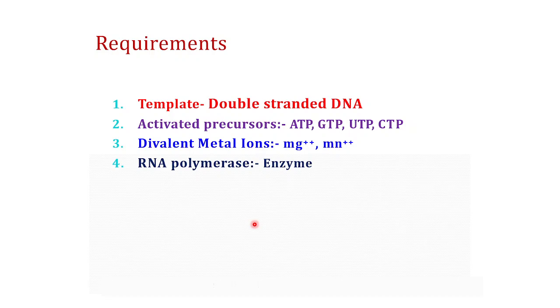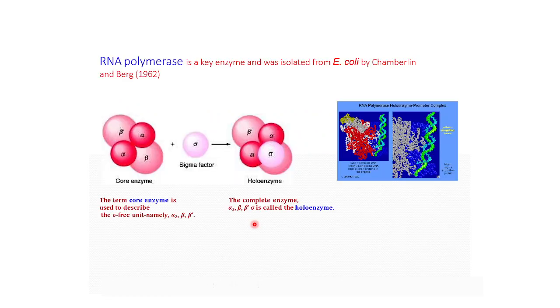And that is basically the template, which is the double-stranded DNA, the activated precursors, or the NTPs, you can tell, the ATP, GTP, UTP and CTP, and some divalent metal ions. You have the manganese, magnesium, things like that, and the RNA polymerase, which is the enzyme. And these four basically are good enough to carry out the transcription process.